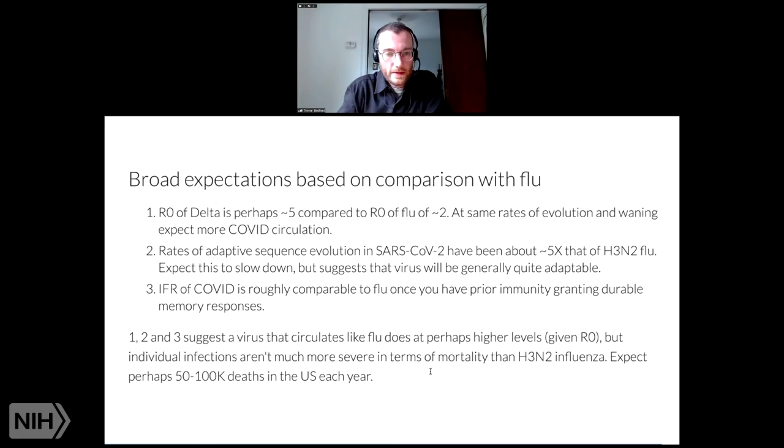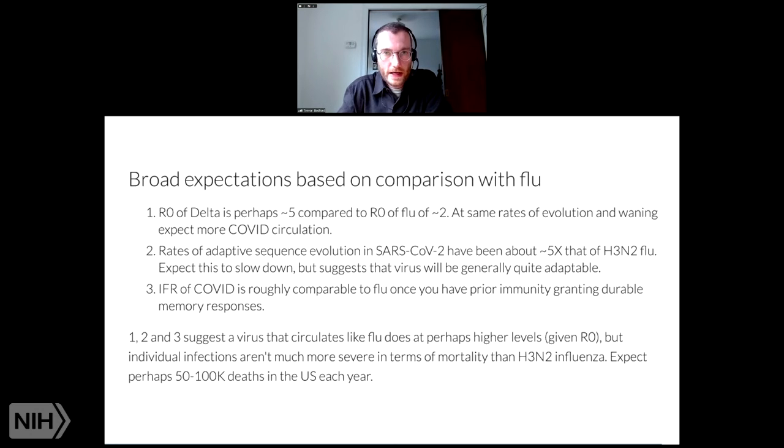So the 3 main things that I'd look at here is the R0. This is the number of secondary infections in a completely naive population. R0 of Delta is perhaps 5 or 6 at this point. So the original Wuhan-like virus was 3, and Delta is perhaps 2 times this. And then R0 of flu is perhaps 2. So even if everything else was the same in terms of evolution and waning immunity and so forth, we'd expect more circulation of COVID than seasonal influenza just because R0 is higher. So far, at this moment, we have rates of adaptive evolution in S1 that are about 5 times faster in SARS-CoV-2 than H3N2 influenza.